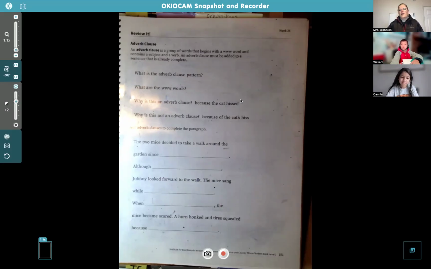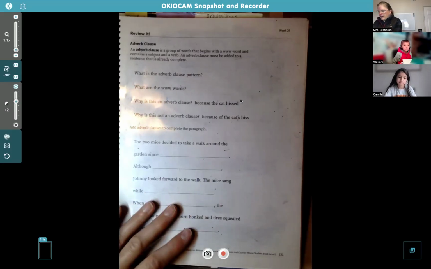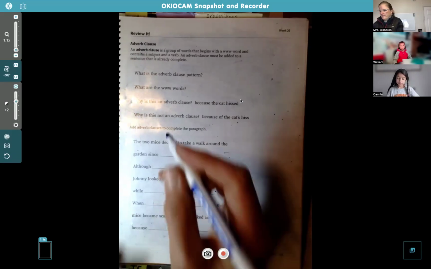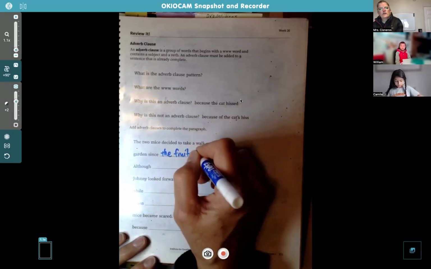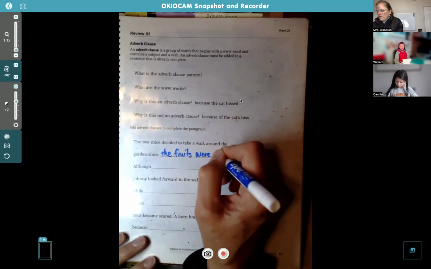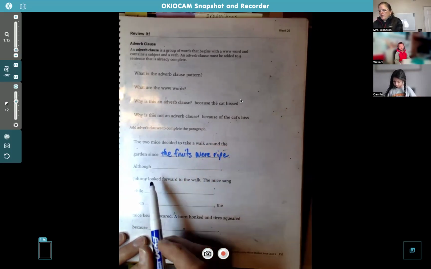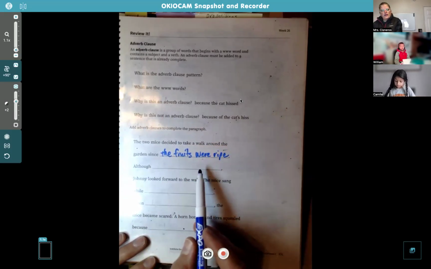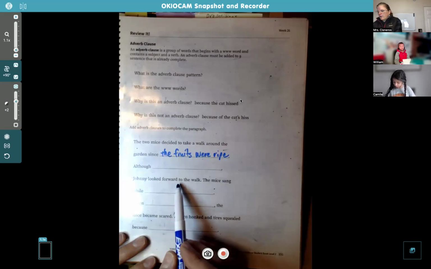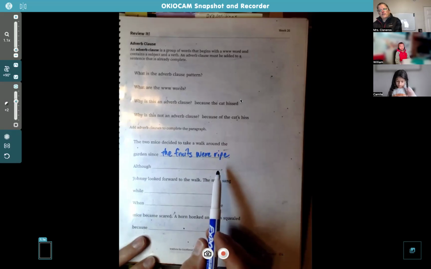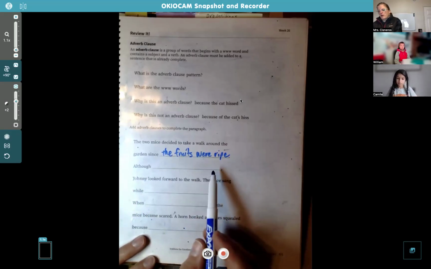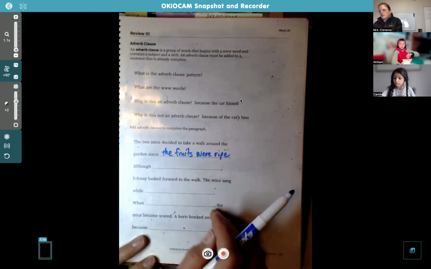Since the fruits were ripe. Good. I like it. So we can write that. We're on page 151. The fruits were ripe. And then you have, although blank, Johnny looked forward to the walk. So what about that one, William? Can you put something in the chat for that? Although blank, we need another subject verb here. Johnny looked forward to the walk.